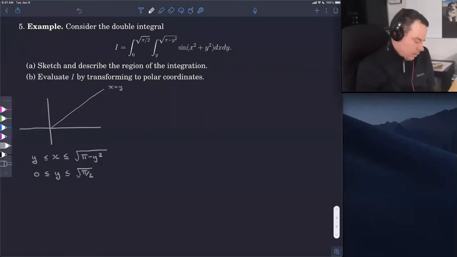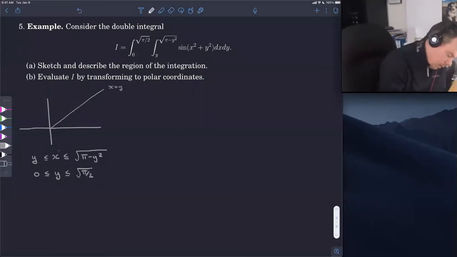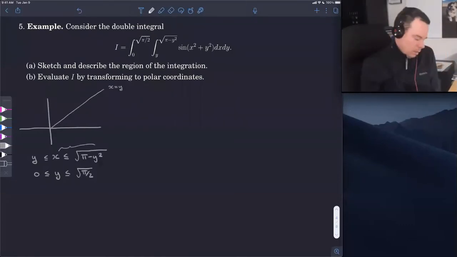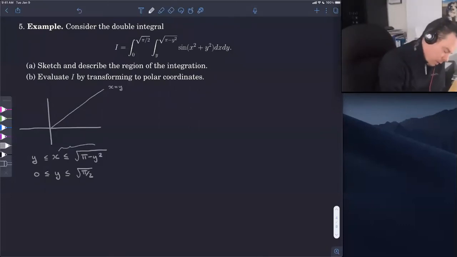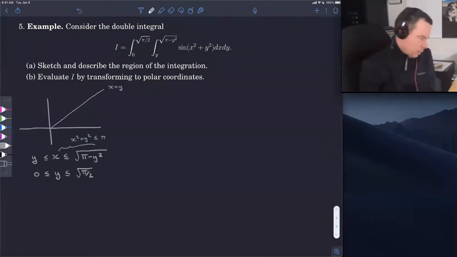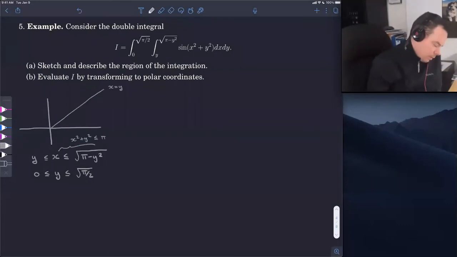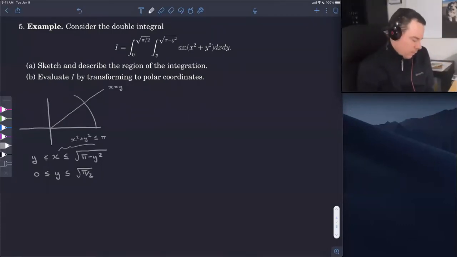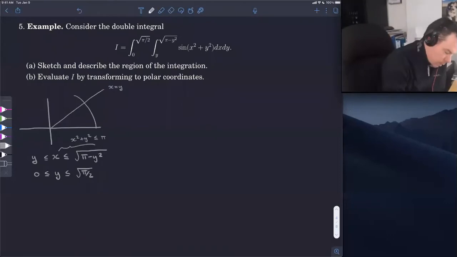And then I have that x is at most square root of pi minus y squared, or in other words, x squared plus y squared is less than or equal to pi. So that's a circle. So I know that I've got a circle that I'm dealing with as well, about the origin, with radius root pi. And I know x has to be trapped between these two. So x has got to go from the line out to the circle. So I'm in this region here.